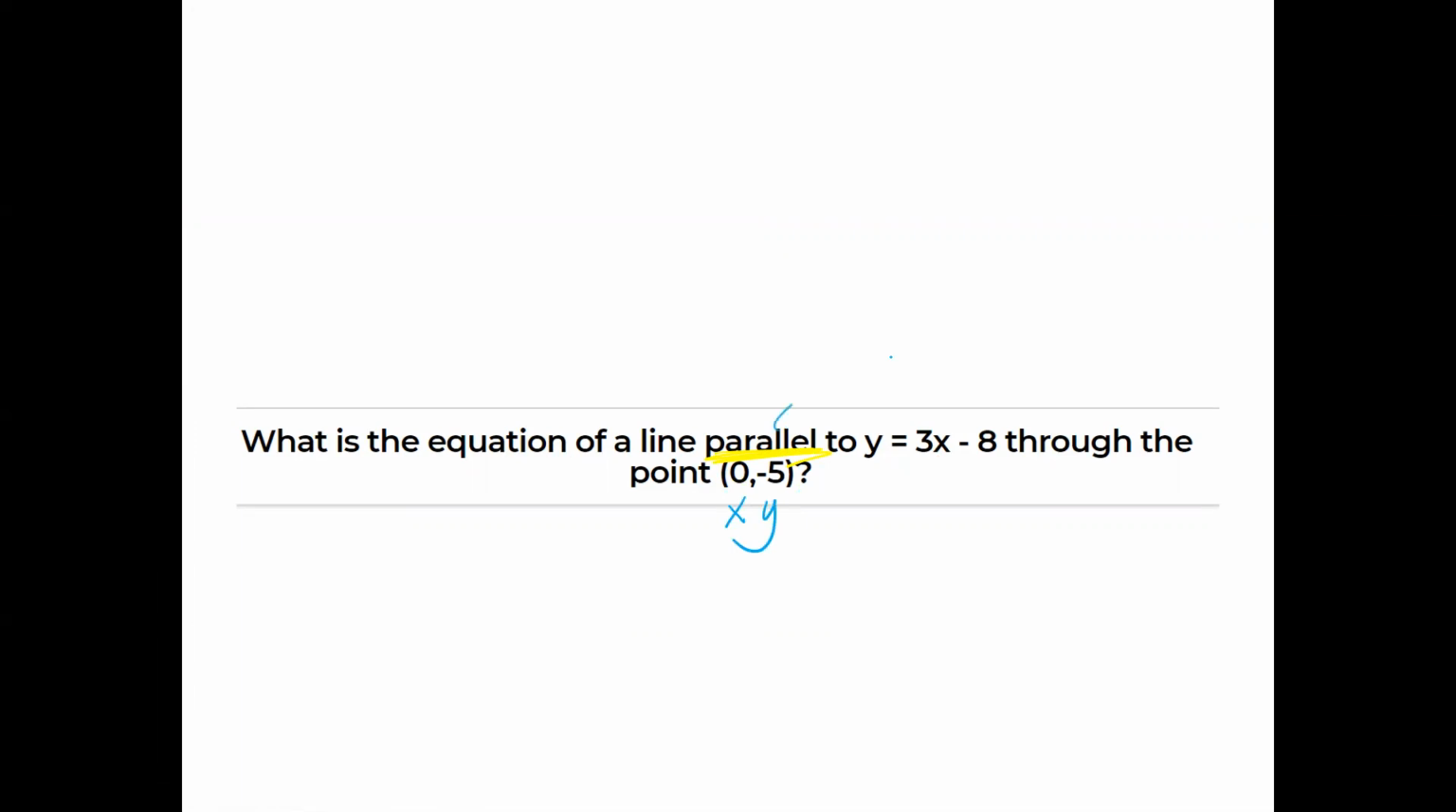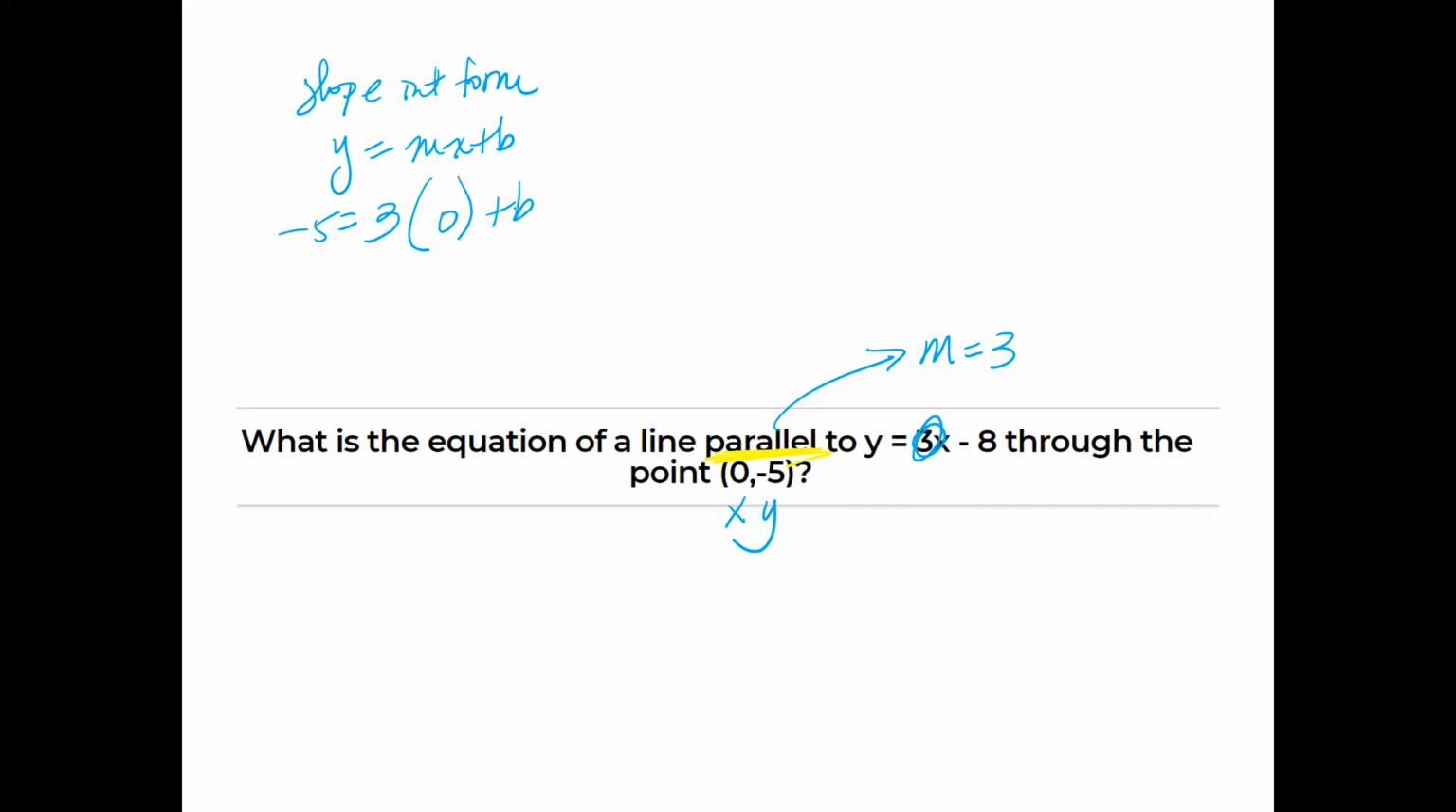Okay, if it's parallel, that just means my slope is going to be the same as the slope, which is a 3. So if I'm going to do slope-intercept form, which is y equals mx plus b, my y in this case is a negative 5. M is going to be 3 because it's parallel, times my x, which is 0, plus b. So I know that my b is going to be negative 5. So my answer is y is equal to 3x minus 5. And that is my answer.